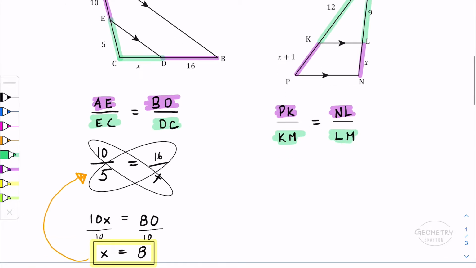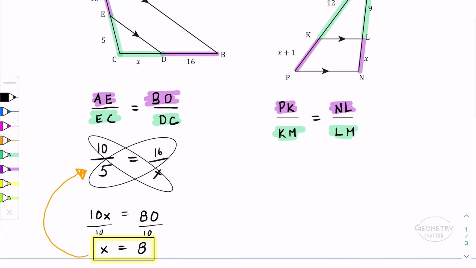So just notice how I always keep my proportions consistent. I like to use color so I can clearly see what I'm working with, but you guys can approach this however you want. Just make sure you are consistent with the location of your variables. Okay, PK is represented with the expression of x plus 1. KM is represented with 12. NL is represented as x, and LM is 9.